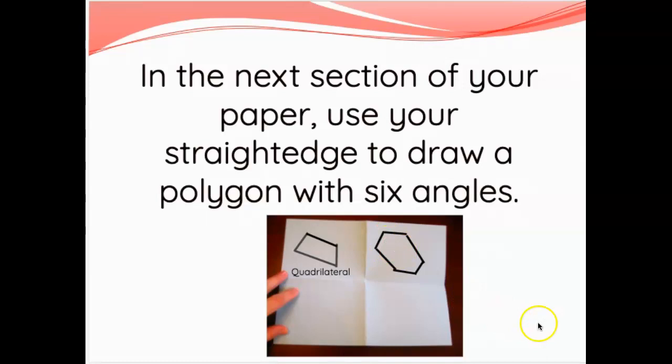In the next section of your paper, I want you to use a straight edge to draw a polygon with 6 angles. So this time it should have 1, 2, 3, 4, 5, 6 angles. It can look like mine. It can look like another polygon with 6 angles. The only rule is that it has to have 6 angles and 6 straight sides. It needs to be closed because it is a polygon.